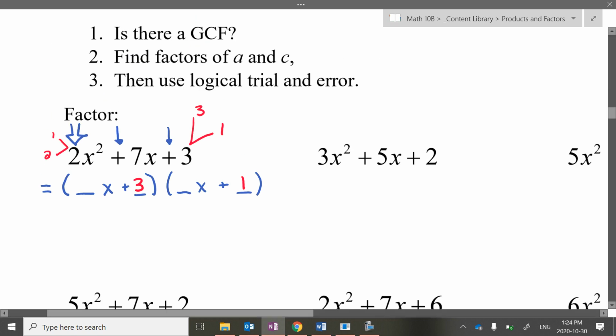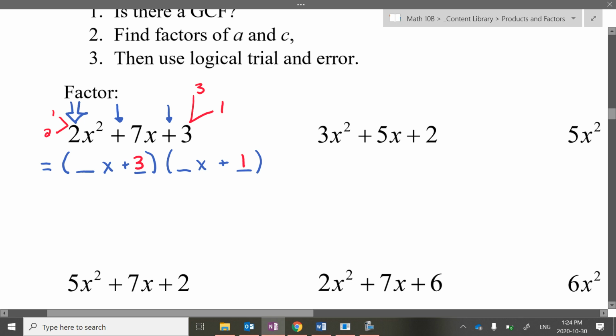So this is why I say in my instructions here, find the factors of a and c. That's what we just did. Then use some logical trial and error. We have to get values after we do our multiplying that are going to add to 7. Charlotte. Good. So we're going to put our 1 here and our 2 here.